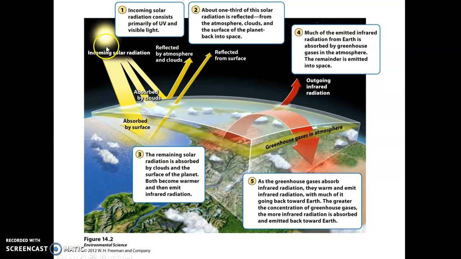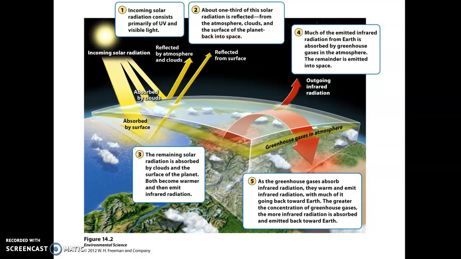So here we have incoming solar radiation that's UV and visible light. Some of it is absorbed by clouds or the Earth's surface, and about 1/3 of it is reflected back into the atmosphere from clouds and the planet's surface, particularly things like snow and ice. Moving down here to 3, the remaining solar radiation is absorbed by other clouds and the surface of the planet, both land, air, and water. And those things become warmer, and then they emit infrared radiation, a different form of radiation.